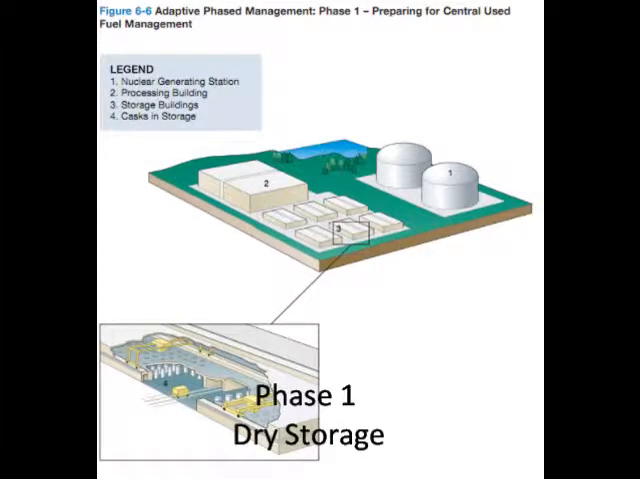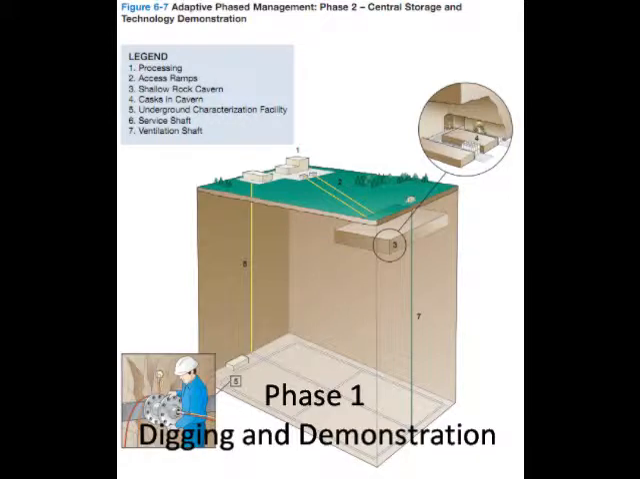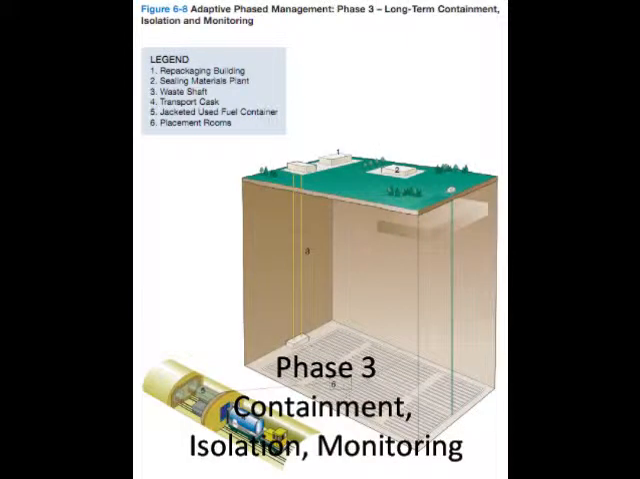Phase 1 would be to use dry storage casks to store spent fuel rods until they can be shipped to the centralized location. Phase 2 involves digging into the ground and demonstrating the capabilities on a smaller scale. Finally, Phase 3 involves the containment and isolation of waste as well as monitoring.